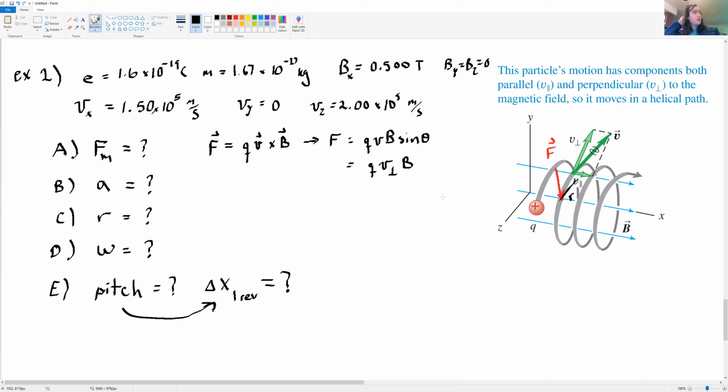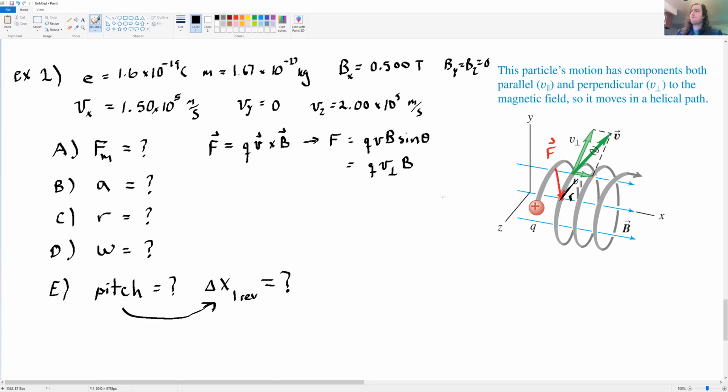And so if you have B in the x direction, you don't need to worry about the velocity in the x direction. You only worry about the velocity that's perpendicular to that. So in this case, it would be Z. Yeah, the Z, exactly.